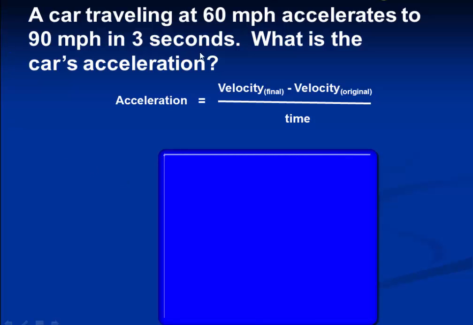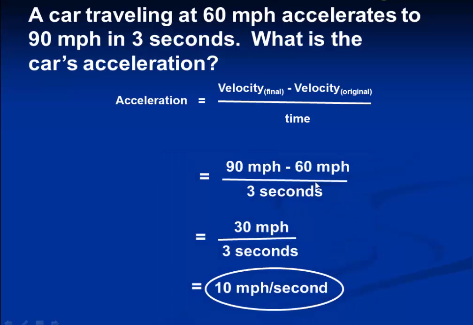So here, if you have a car traveling at 60 miles per hour and it accelerates to 90 miles per hour in 3 seconds, what is the car's acceleration? You take the final velocity, which in this case is 90 miles per hour, minus your original velocity, which is 60 miles per hour, all over time, which in this case is 3 seconds. So 90 minus 60 is going to give you 30, all over 3, so that's going to give you 10 miles per hour per second.